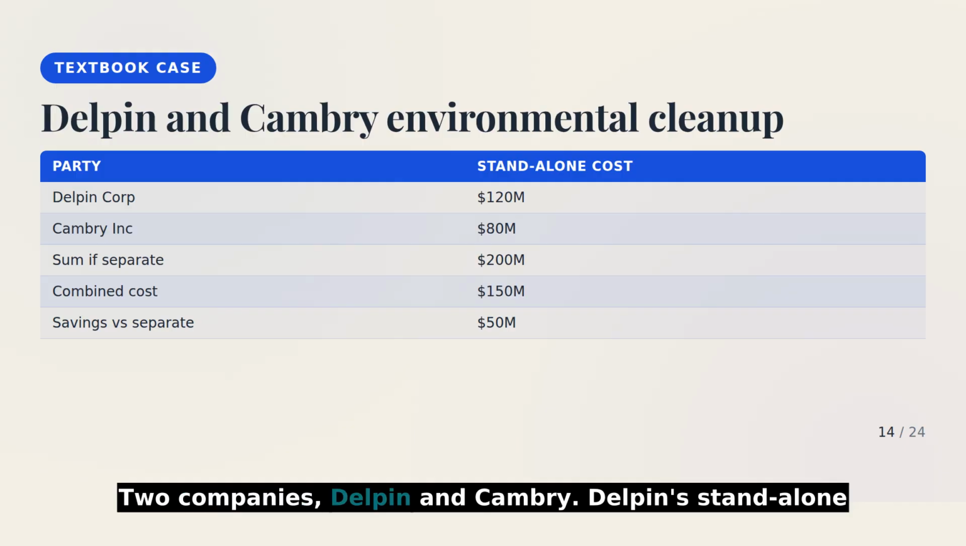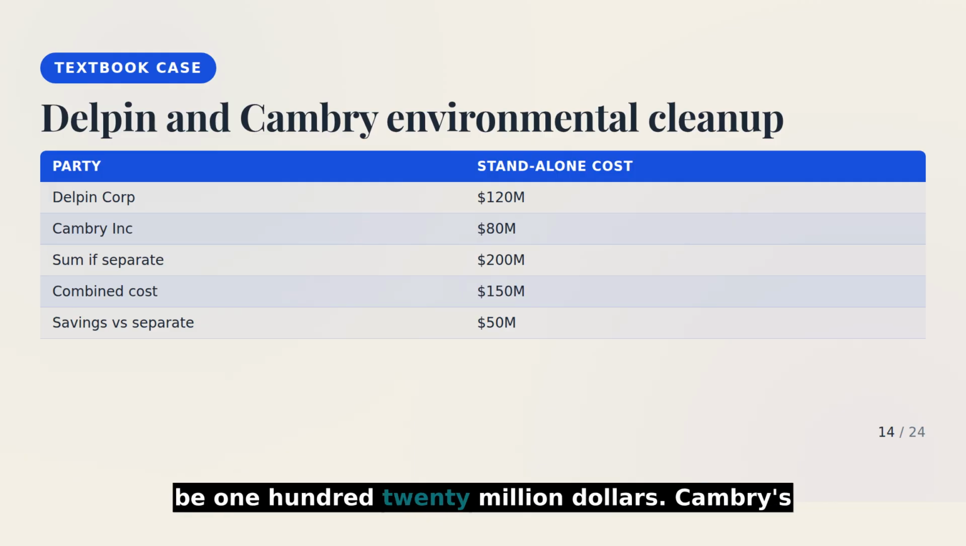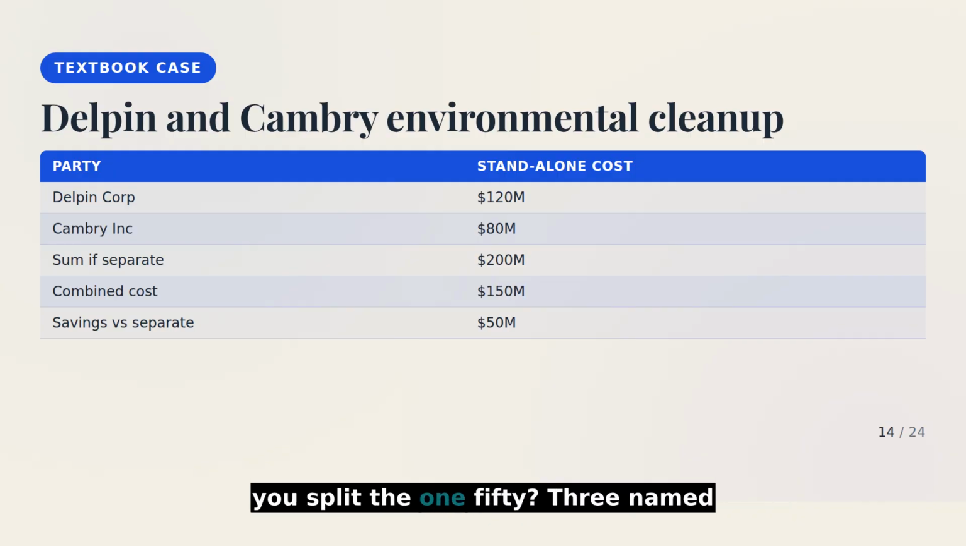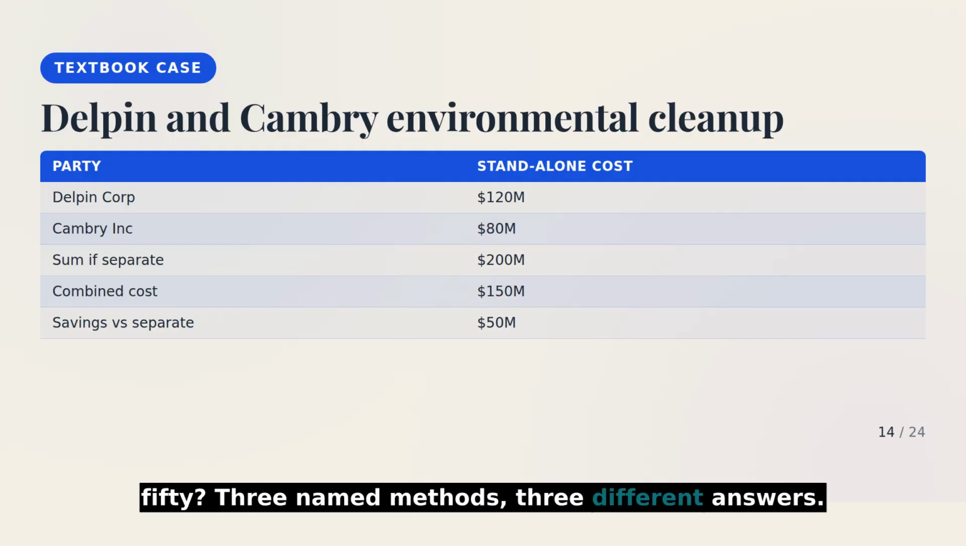Two companies, Delpin and Cambry. Delpin's standalone cleanup cost would be $120 million. Cambry's would be $80 million. Together they can do it for $150 million, saving $50 million versus going alone. How do you split the 150? Three named methods, three different answers.